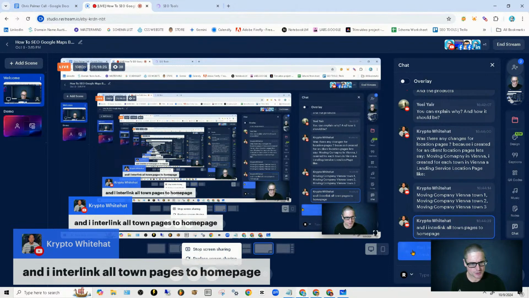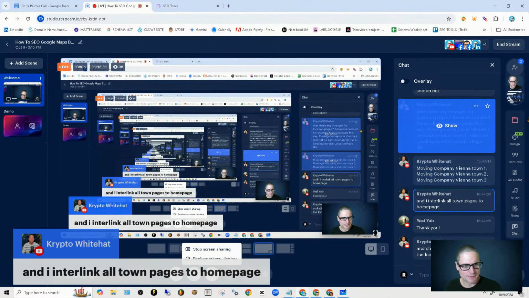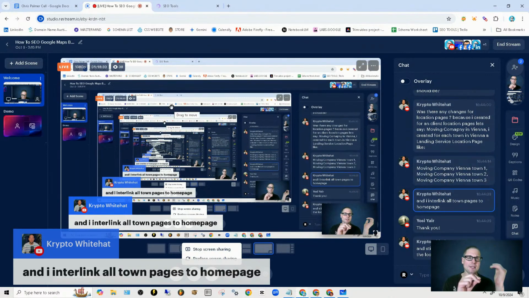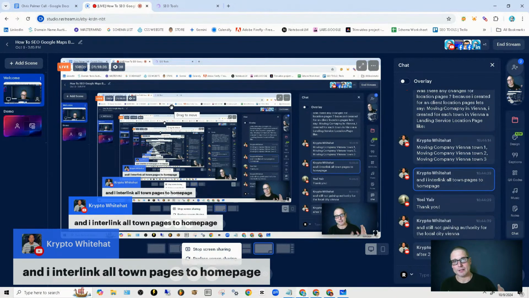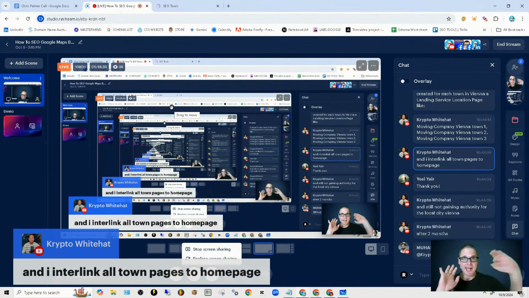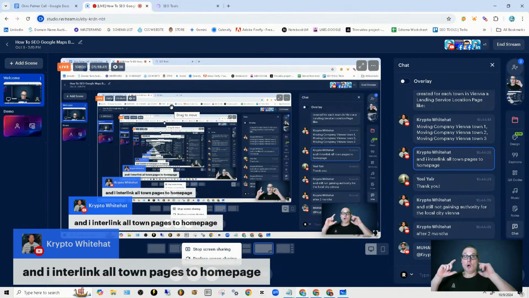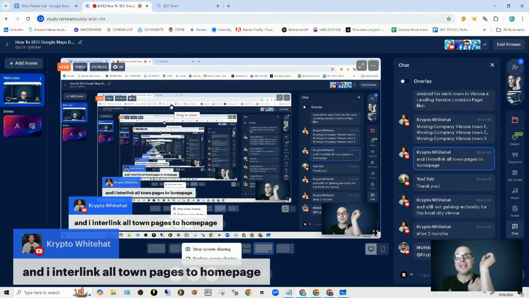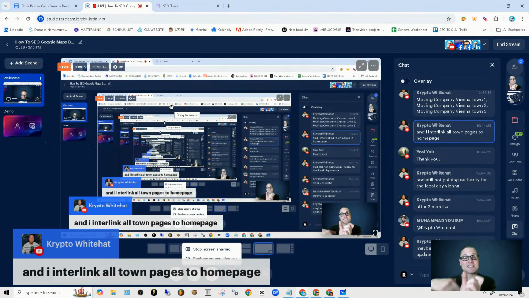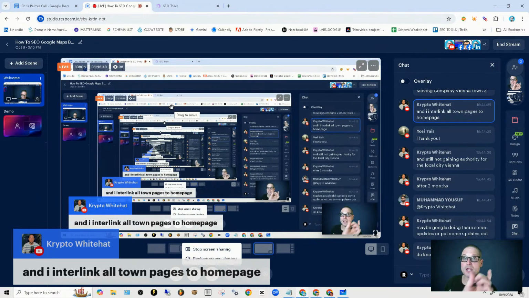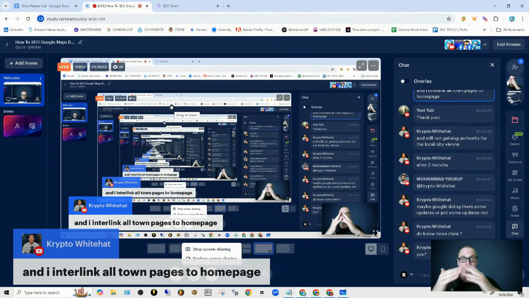Internally link all town pages to homepage? No. So moving company 1, 2, and 3, these pages will internally link to one another, but we generally don't want to link back up to the homepage. See, how we generally structure a site is we'll create a homepage, main entity, of which is the service. In this case, it's moving. So we'll have a moving page where we'll internally link to all of our moving location pages. So all those moving location pages will internally link to one another as long as they're in the same city, right? Or in the same state, they'll internally link to one another.